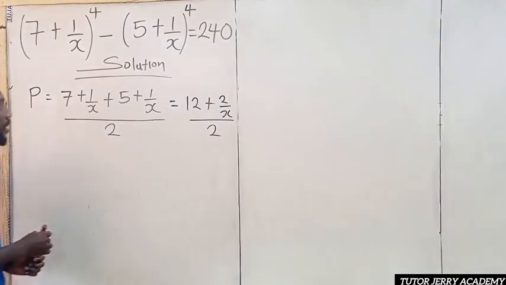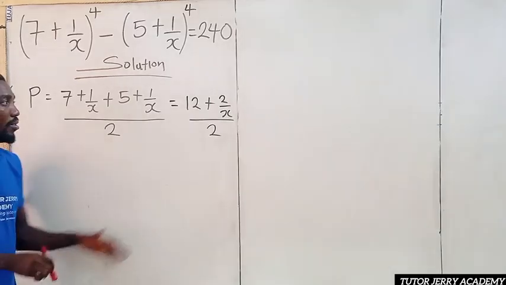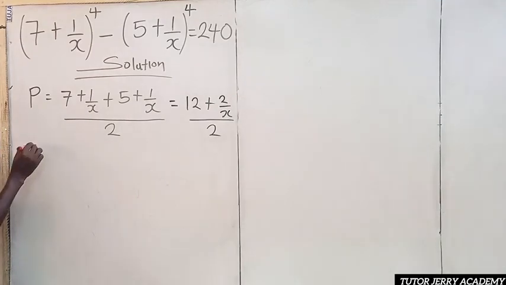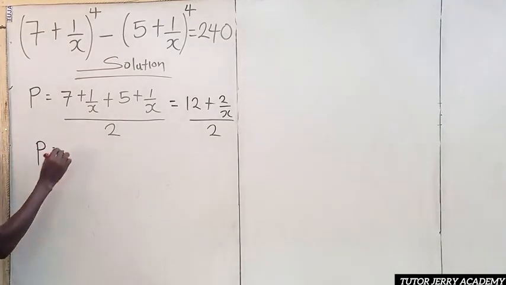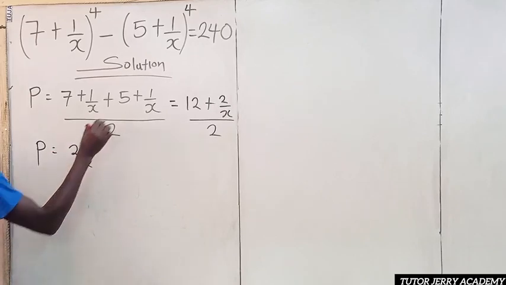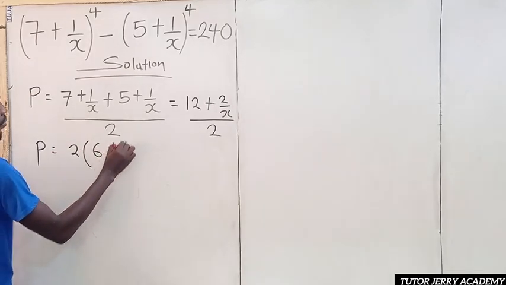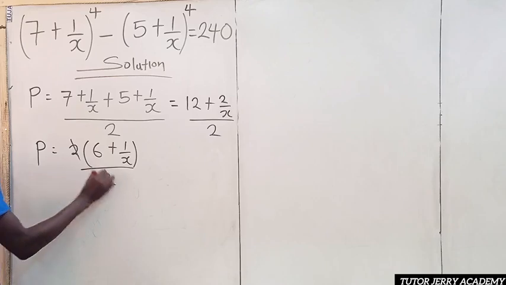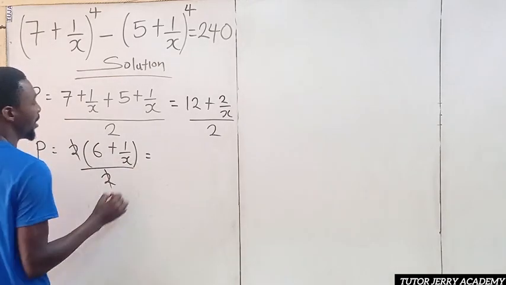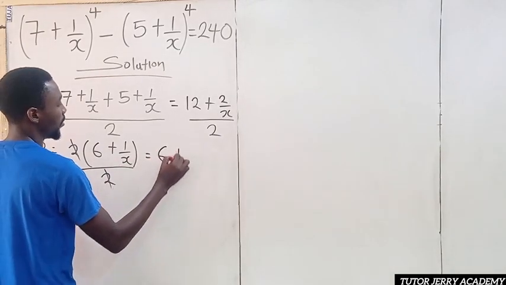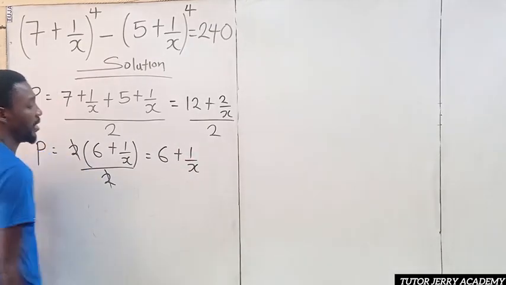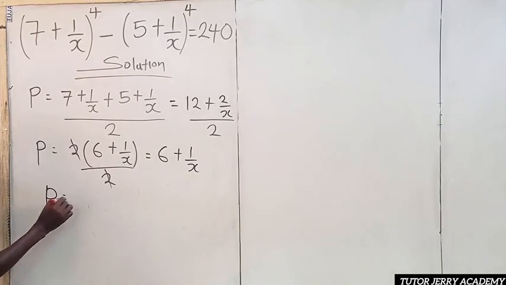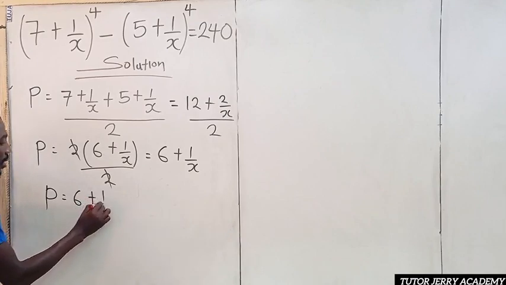If you look at this well, you observe that 2 is common. We can factor out 2, so we are going to be left with p equals 2 into (6 + 1/s), divided by 2. So 2 will go in this, and it means our p now will be equal to 6 plus 1/s. So we have p equals 6 plus 1/s.